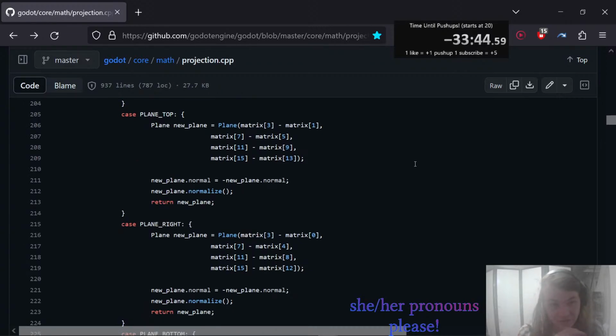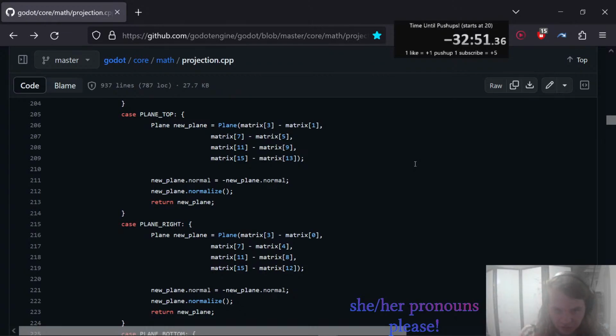To articulate in English instead of reading out the characters. Okay, so it would just be like case plane top. I mean, but gosh, if you just say case plane top, plane new plane equals plane matrix 3 minus matrix 1, I don't know. I feel like I should pronounce at least some of the special characters. I guess there's no real standard for this or anything. Yeah, you'd have to figure out a system for it.